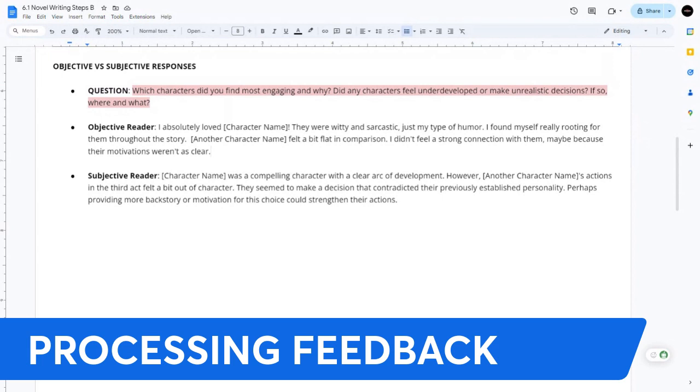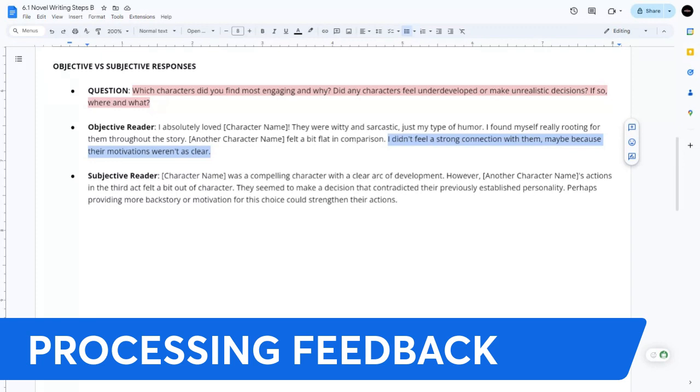I didn't feel a strong connection with them, maybe because their motivations weren't as clear. Now, this is kind of vague, right? So you would have to do a follow-up question for this. You know, what was it that wasn't clear?